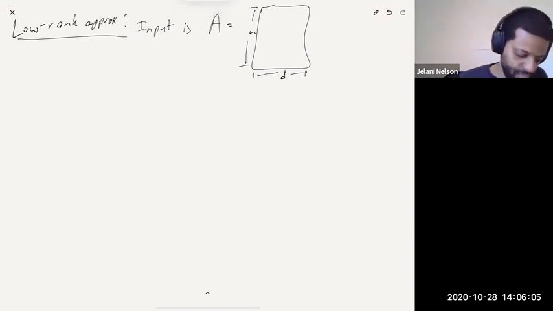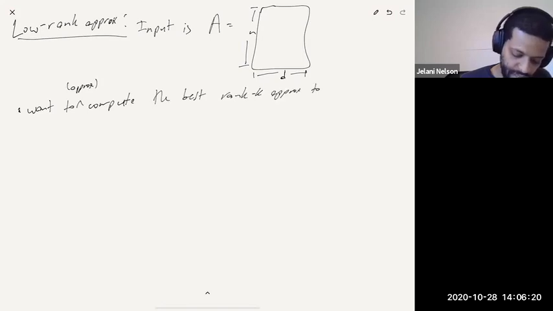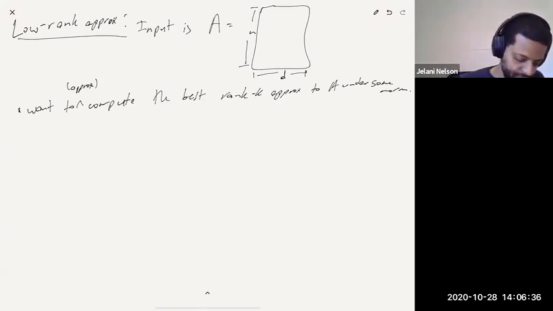And we want to approximately compute the best rank K approximation to A under some norm. We decide ahead of time what norm we're interested in, and also K is a parameter that's given up front. There's a theorem that is like the Eckart-Young theorem.